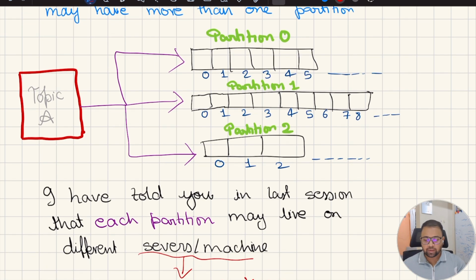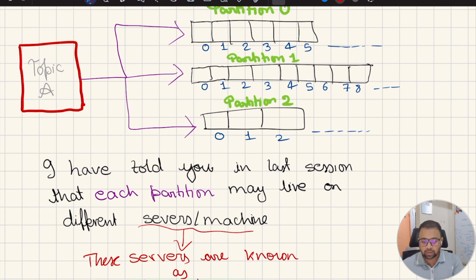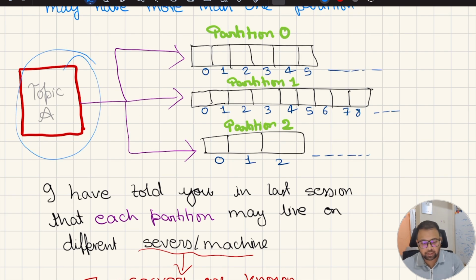So we have seen in our previous sessions, if you have not watched the previous sessions, I am tagging the link here, or you can even watch the second or third video of this playlist. So we have seen that one topic can be divided into multiple partitions. And what is a partition? A partition is nothing but an ordered sequence of events, and each number in the sequence is called an offset, right? So we have seen this.